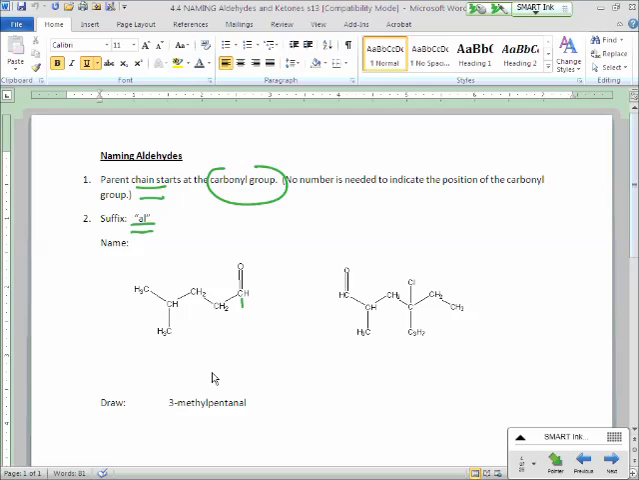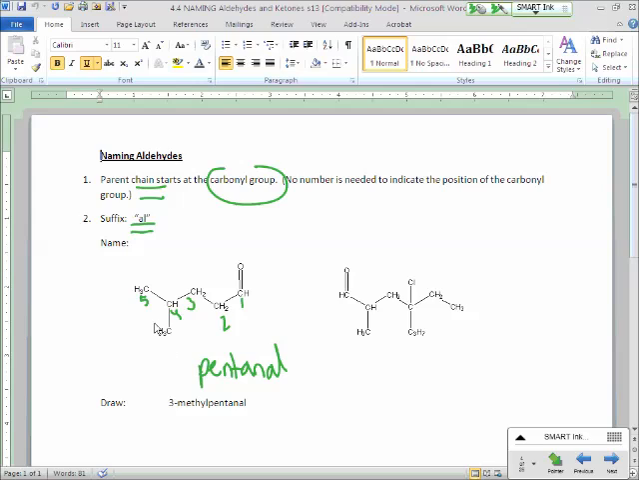Remember, the alcohols could be anywhere on the chain. We could put that OH anywhere. We could have a 2-pentanol or a 3-pentanol or a 1-pentanol. But for aldehydes, it's always one. No need to number the location of it. 2, 3, 4, doesn't matter which way we go, 5. So the base name here is pentanal.